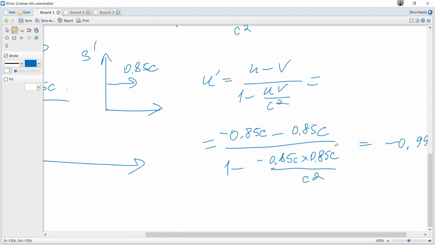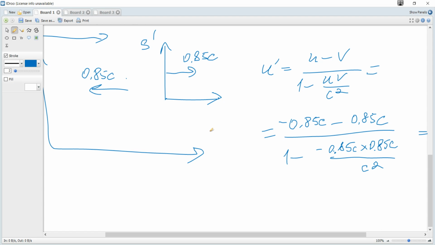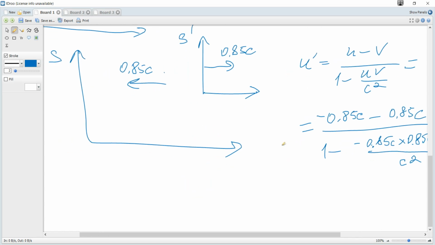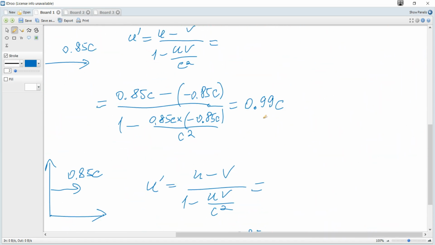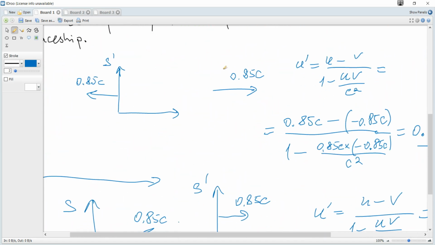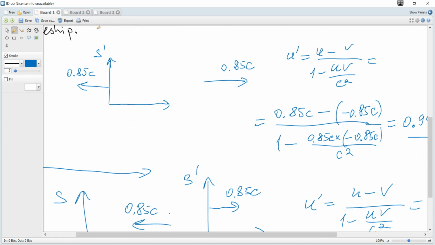The minus just indicates that the direction is to the left, so the velocity of this rocket relative to this rocket is to the left, because the positive direction is chosen to be to the right. And here it means that the direction of this rocket relative to this rocket is to the right.